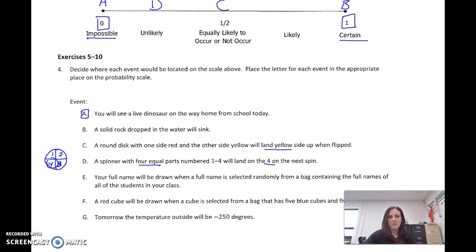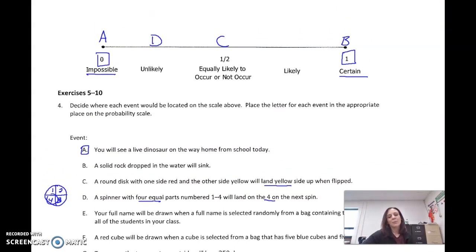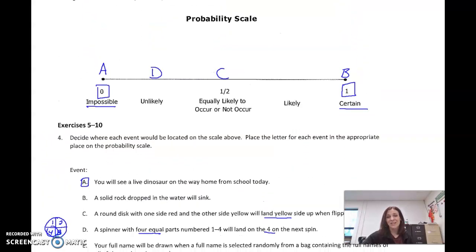All right, so how about your full name will be drawn when a full name is selected at random from a bag containing the full names of all the students in your class. So think of your classmates. Put everybody's name in a bag, and I draw it out. How likely is it that your name's going to be that one? Probably not a very good chance, is it? Somebody has to be drawn, so it's not impossible. But is it more likely to spin the spinner and get a 4, or have your name drawn out when there's like 20 kids in your class? It's closer to impossible. I'm not going to say that it's impossible, but it's less likely than that spinner one.